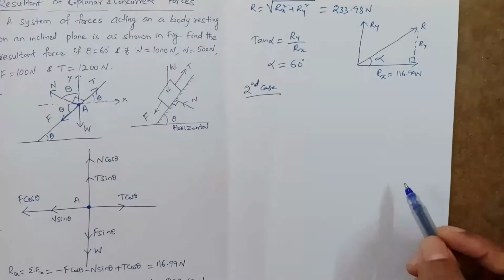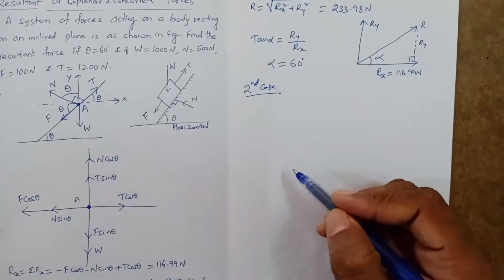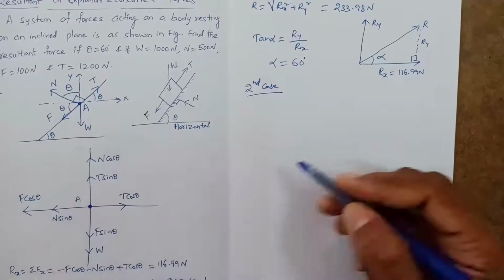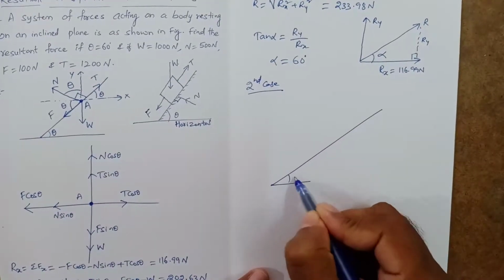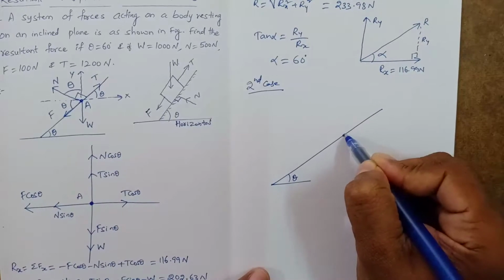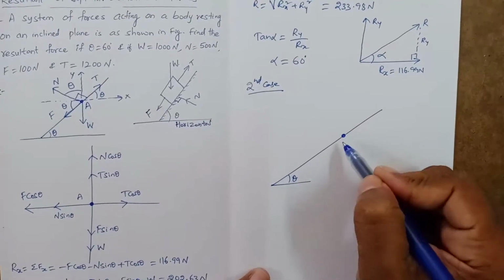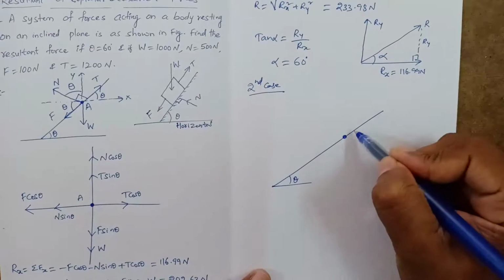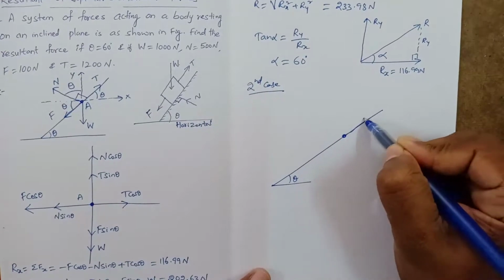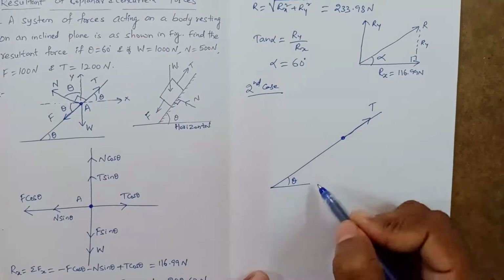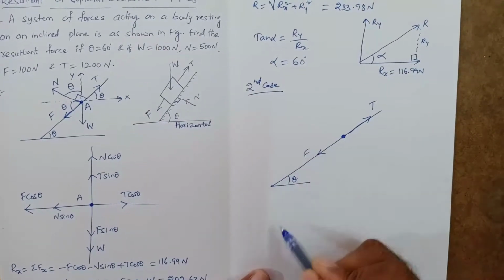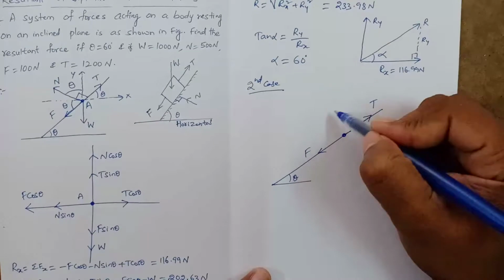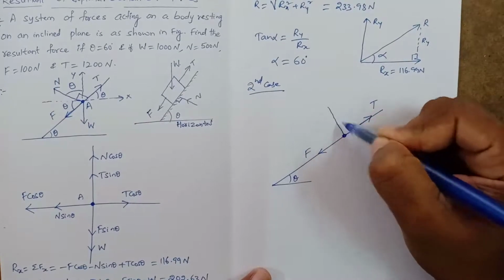Now I'll draw this figure again. This angle is given as theta. So here is our point object, and now we are going to resolve. See, T is already acting along the inclined plane, so no need to resolve it, and F is also acting along the inclined plane, no need to resolve it, and N is acting normal to the inclined plane, no need to resolve it.